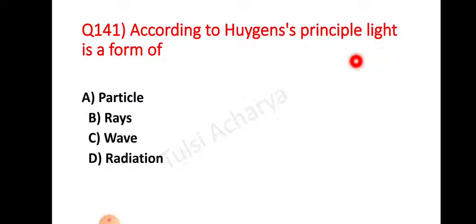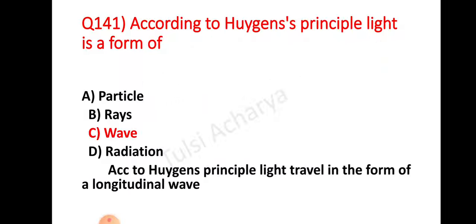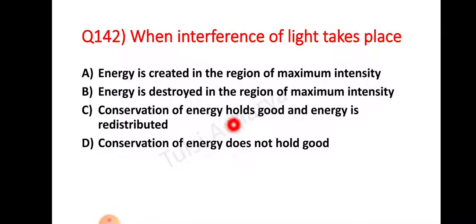According to Huygens principle, light is a form of wave. Light is a form of wave. Now let's move to question number 142.